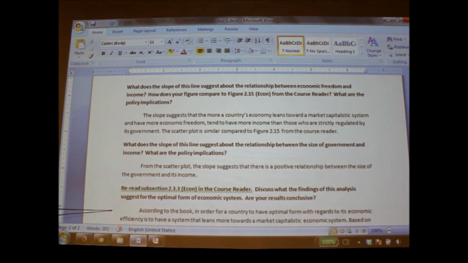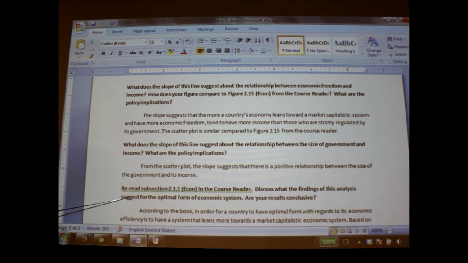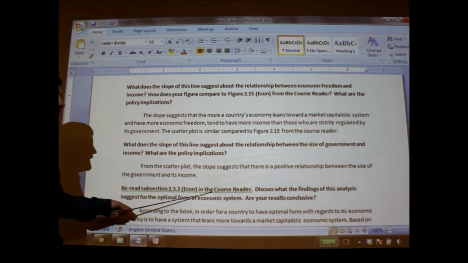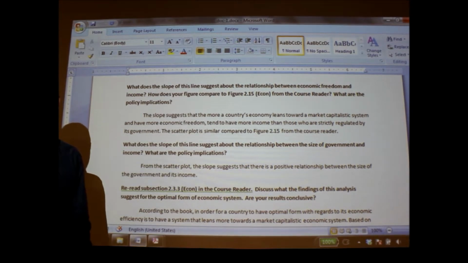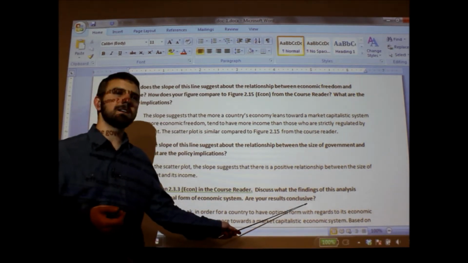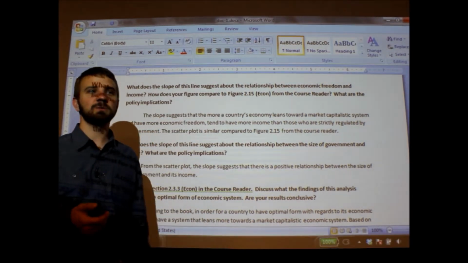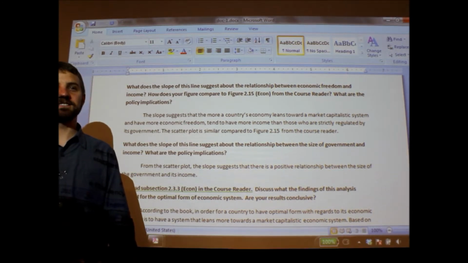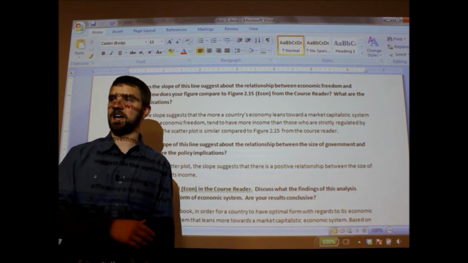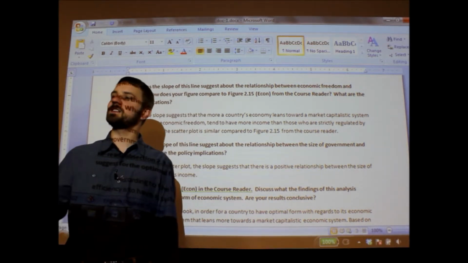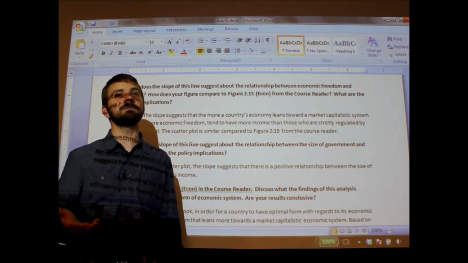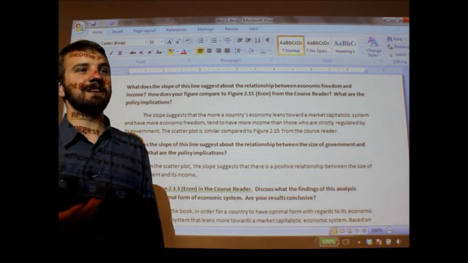Are your results conclusive? I would say the optimal form of economic system that we read about here is one that leans towards market capitalist. But the results of our statistical analysis aren't conclusive. In other words, we found mixed evidence. So we might say having an economy that leans towards market capitalism, maybe even one that leans fairly heavily towards market capitalism, is good, but it seems that there is still something to be said for having a government.